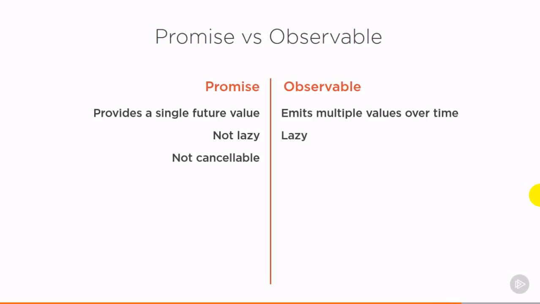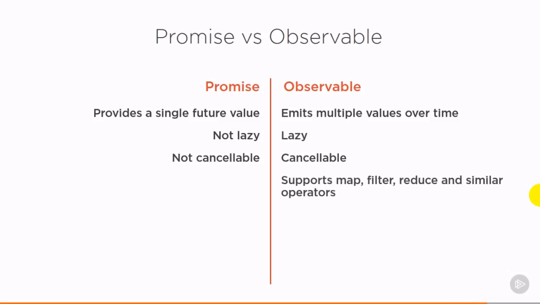A promise is not cancelable. It is resolved or rejected, and only once. An observable can be canceled by unsubscribing. Plus, an observable supports map, filter, reduce, and similar operators. Note, however, that you can use promises instead of observables when calling HTTP in Angular if you wish. An example is provided in the Angular documentation. In this module, we'll do HTTP using observables.